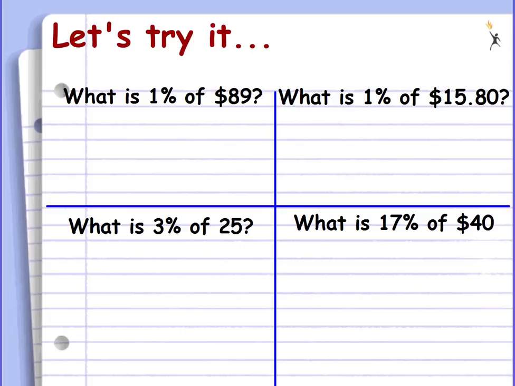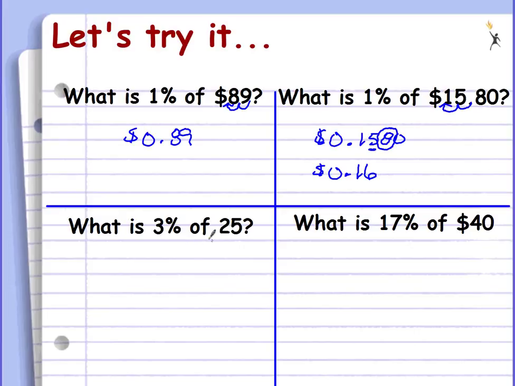Okay, let's try it. What's 1% of $89? All right, here's the invisible decimal point. Move it 1, 2 places to the left, and it becomes 89 cents. What's 1% of $15.80? Move it 1, 2 places to the left, and it becomes 0.1580. Now, we are dealing with money, so when you're dealing with money, you have to round to the nearest cent, which is in the hundredths place. So this 8 is going to tell the 5 to round up. So it actually becomes 16 cents.